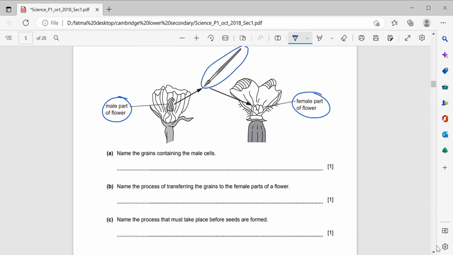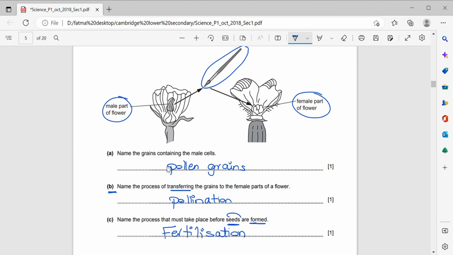Name the grains containing the male cells. We all know that the grains are the pollen grains. Okay. Name the process of transferring the grains to the female parts of a flower. The transfer of the pollen grains from the male part to the female part is pollination. Name the process that must take place before seeds are formed. After pollination, what happens? Before the seeds are formed, fertilization takes place. So the answer is fertilization.